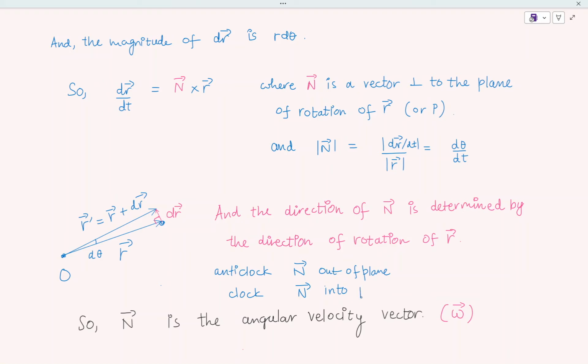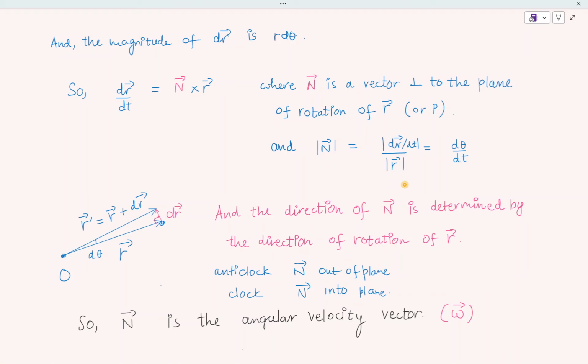So this is how the angular velocity vector works. So n is nothing but the angular velocity vector itself. जो ये n वेक्टर हम बात कर रहे थे कि n एक वेक्टर चाहिए हमें जिससे हमें क्रॉस प्रोडक्ट लेना है, तो वो n वेक्टर इज नथिंग बट द एंगुलर वेलोसिटी वेक्टर ओमेगा. ओमेगा का मैग्नीट्यूड इज d theta बाई dt and its direction should be perpendicular to the plane of rotation. Its direction should be out of the plane if the rotation is anti-clockwise, and its direction should be into the plane if the direction of rotation is clockwise.